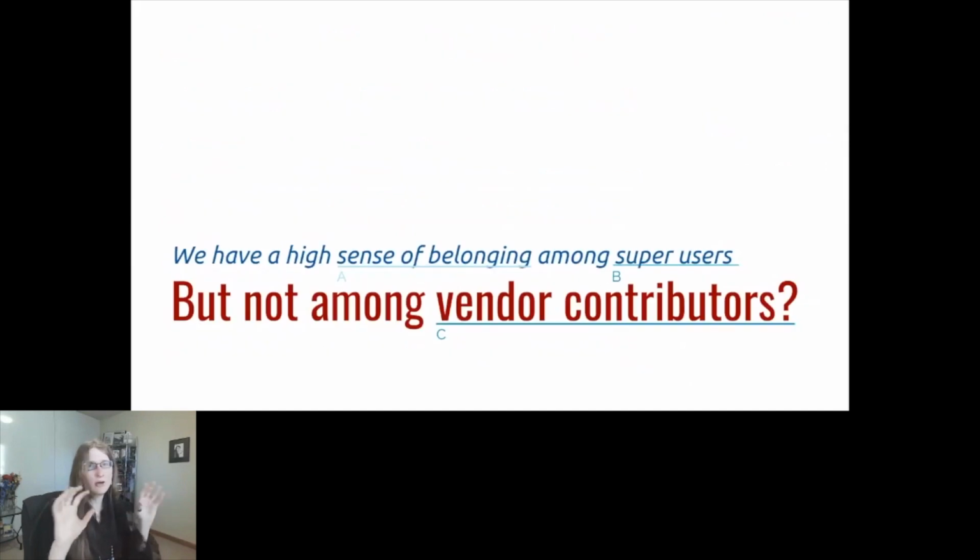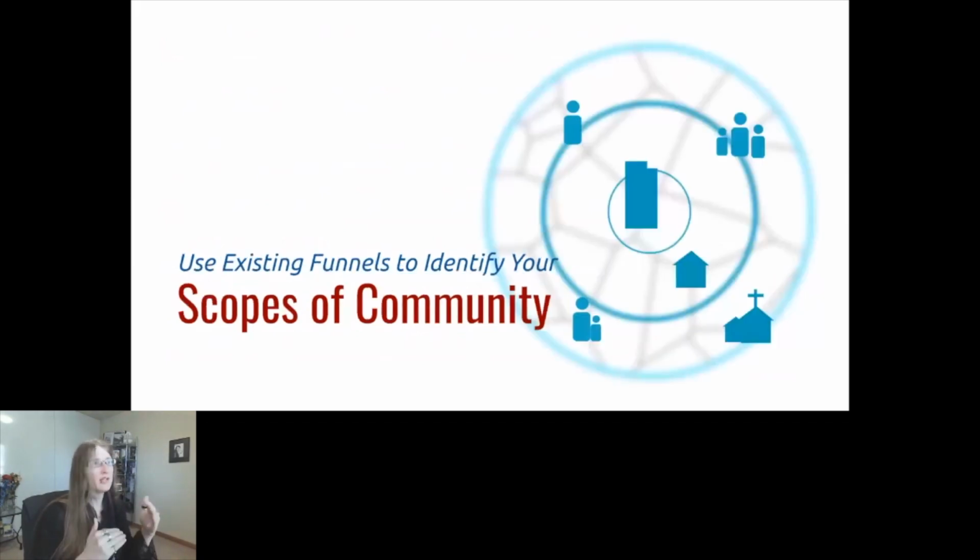You need to be able to tell the difference between your scopes, and you're measuring in social science, not the variables, but the scopes in which those variables occur. So, an example: we have a high sense of belonging among our super users, but that high sense of belonging does not occur among vendor contributors within that community. What happened? What's going on there? And by having this question, you can now dive into the data to make assumptions, to do interviews, and to build a good survey. So with that having been said, let's now dive into the scopes of community.